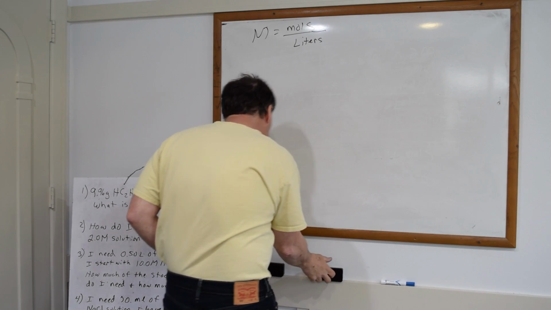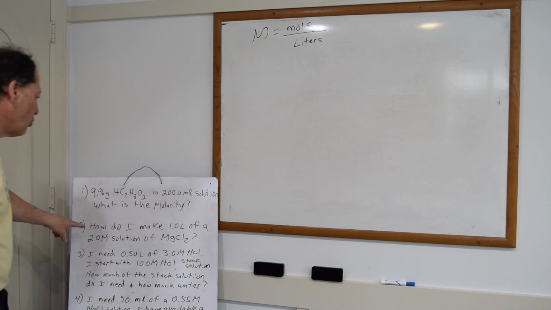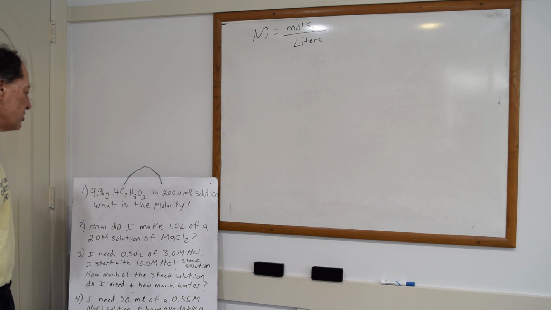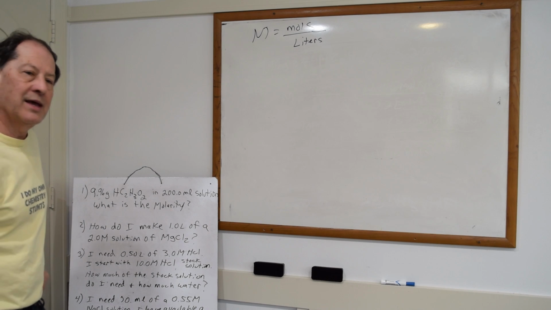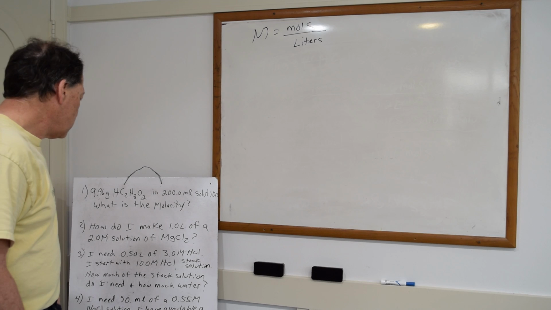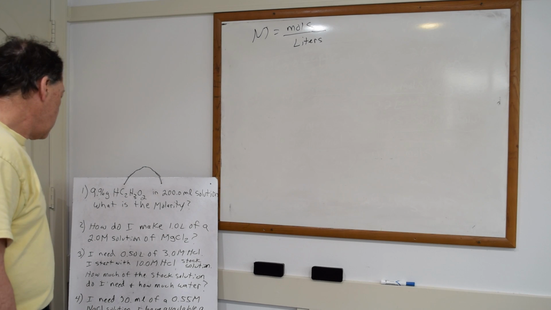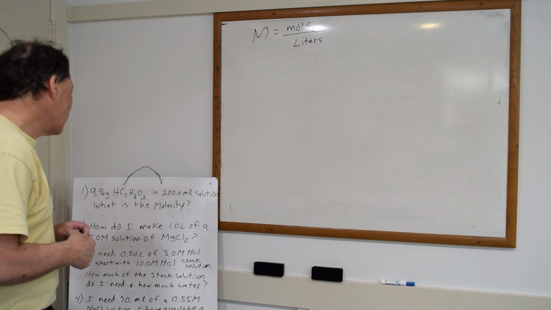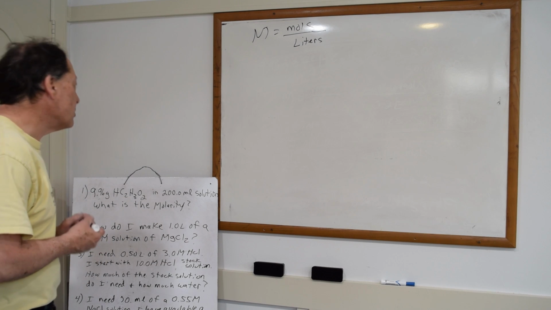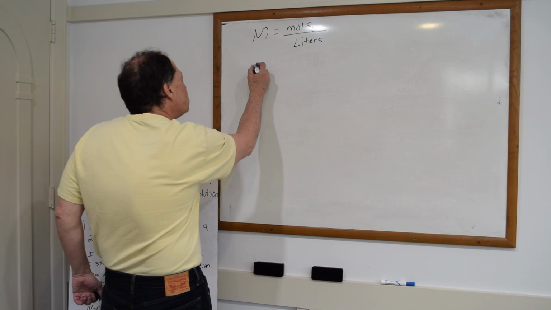Okay, so the second problem. How do I make 1 liter of a 2 molar solution of magnesium chloride? How would I do that? Well, we're going to start out with the same equation. How would I make it? Well, I already know that I want 1 liter, and I already know I want a 2 molar solution. So let's just plug those numbers in.